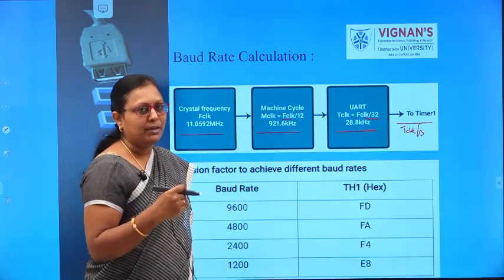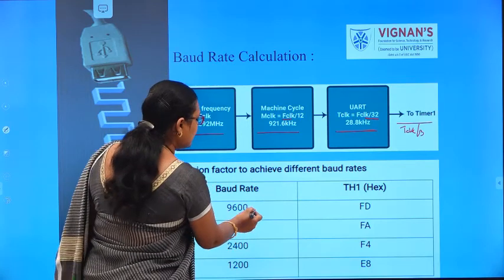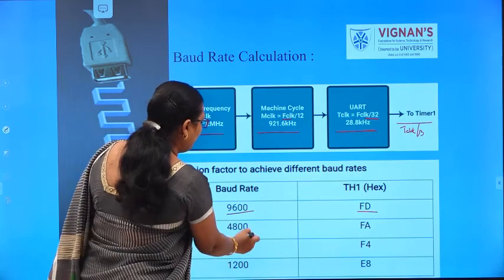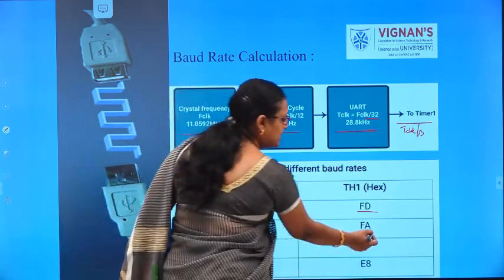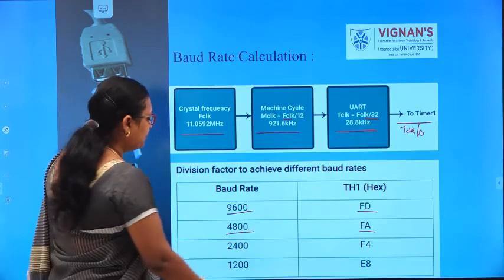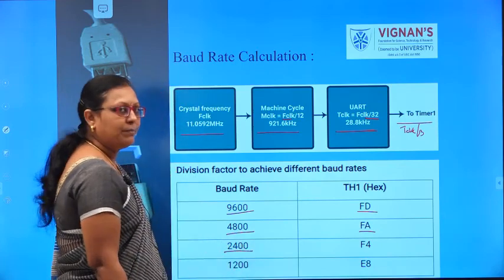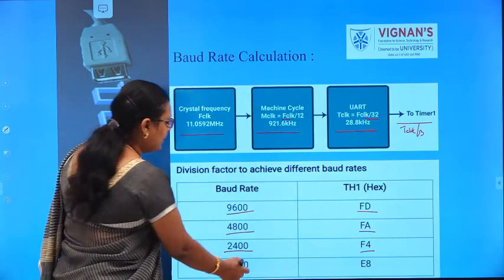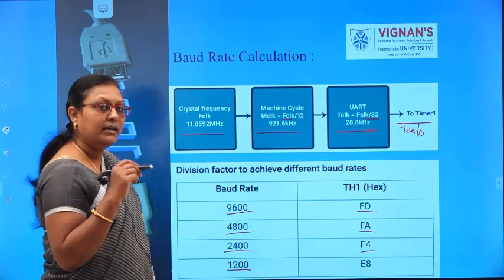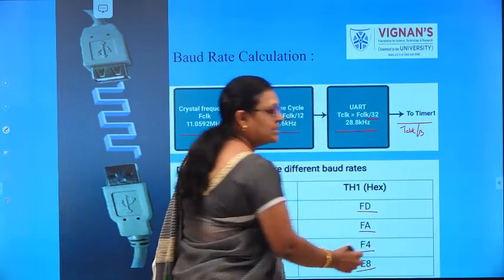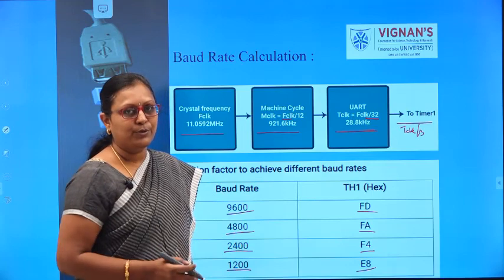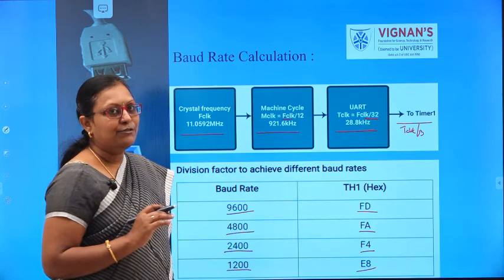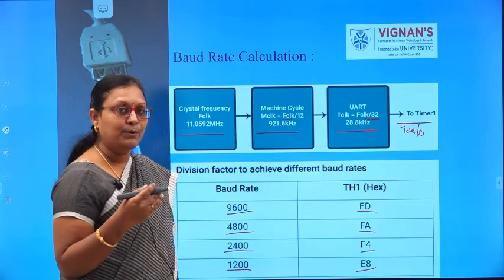After all these calculations and division factors, how will you allocate the baud rates in the programming? Actually, 9600 baud rate will be specified as FD in the TH1 register, 4800 baud rate will be specified as FA in the TH1 register, 2400 baud rate will be represented as F4 in the TH1 register, and 1200 baud rate will be represented as E8 in the TH1 register during the software programming. So this is the baud rate calculation and how we use the different baud rates in the programming.